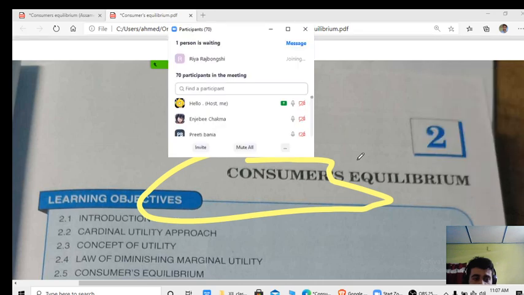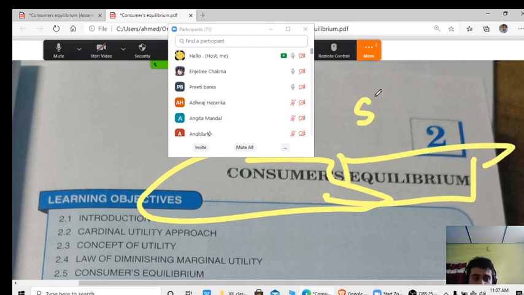So what is consumer's equilibrium? Equilibrium refers to a state of rest. Equilibrium means a state of rest.